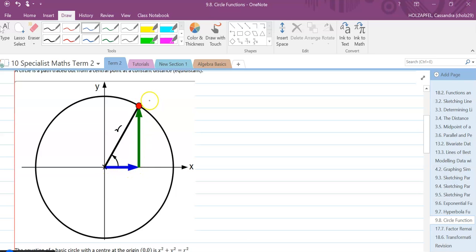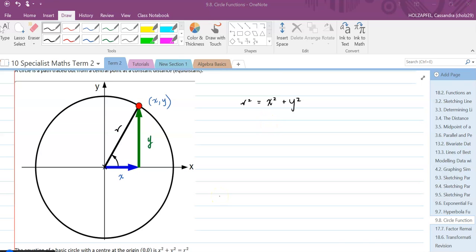For this particular point, we're given the point x, y. So this length along here is going to be equivalent to this x coordinate. This y coordinate is going to be equivalent to the length of this green line here. So we would find this value of r using Pythagoras' theorem, and we would write r squared is equal to x squared plus y squared. So this is the basic form of a circle.